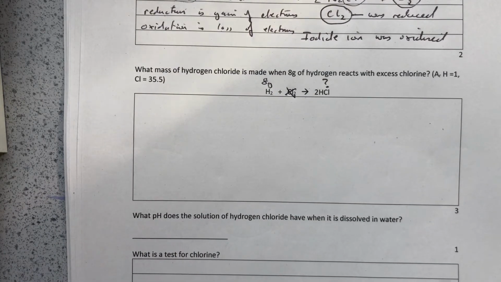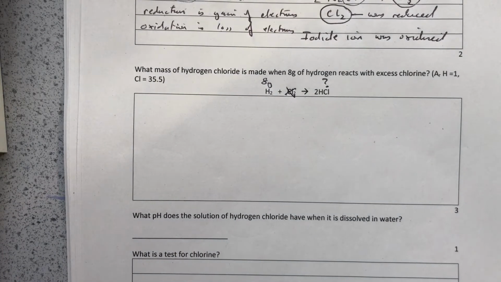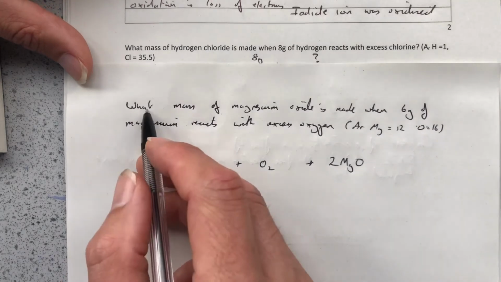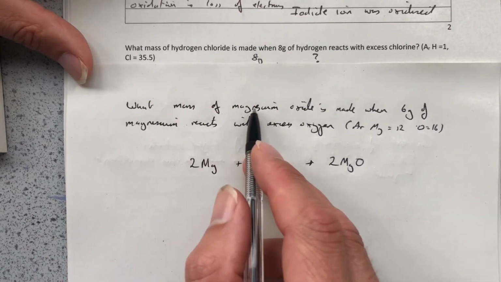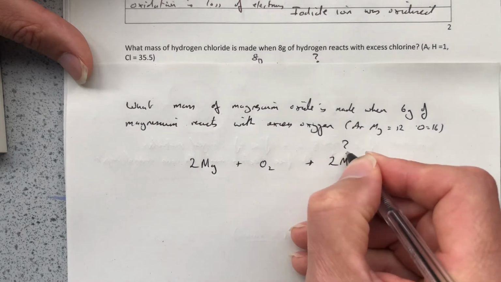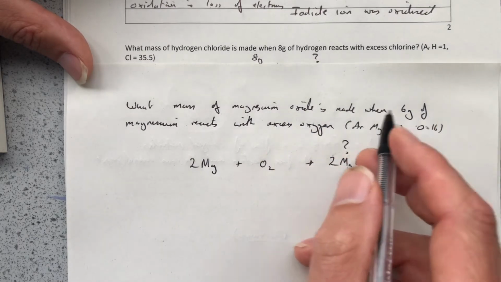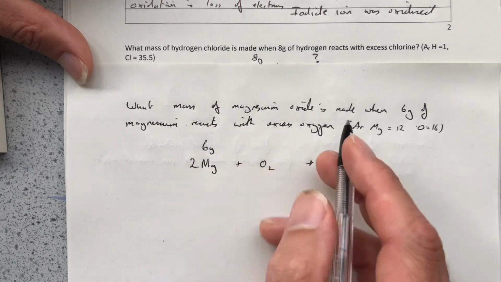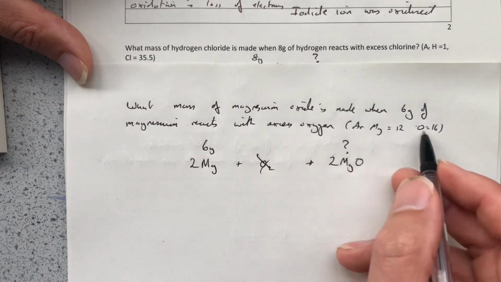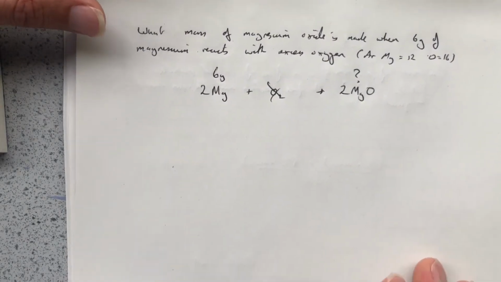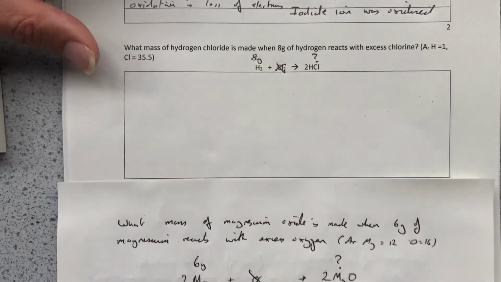Let's pick a different question rather than helping you do this exact question. The different one I'm going to do, I've just written it out here. I've tried to word it exactly the same way. Instead of what mass of hydrogen chloride, I've said what mass of magnesium oxide. There's my magnesium oxide, so I'm going to put a question mark on the magnesium oxide. Is made when 6 grams of magnesium, so 6 grams on top of the magnesium, reacts with excess oxygen, so we can cross that out, and I've got my relative atomic masses there. So it's exactly the same question as this, exactly the same method. You need to do it for your homework, I'm going to do it for this one.